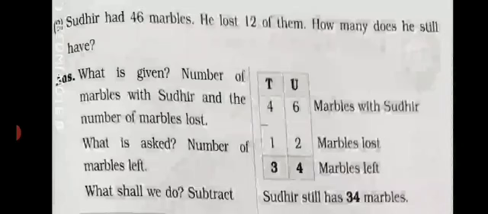We have to subtract 12 from 46. 46 are marbles with Sudhir, and 12 are the marbles that are lost. So after subtracting 12 from 46, we get the answer 34. Sudhir still has 34 marbles.